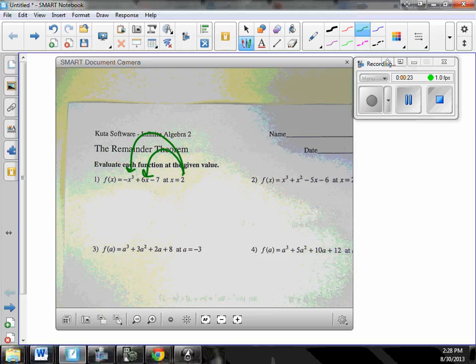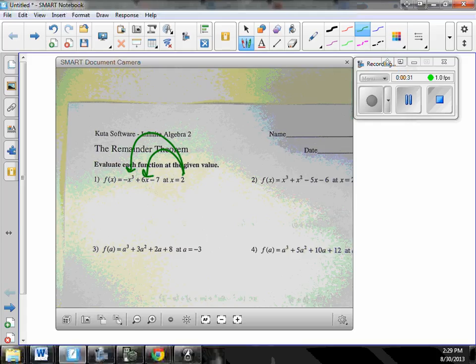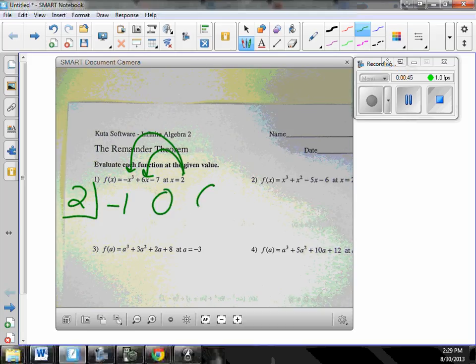There's a little bit of a trick here, though. Do you see anything wrong with this polynomial, Anna? It's missing an x squared. Whenever it's missing a variable, you need to put a 0 placeholder in that spot. So 2 goes into the box, and my coefficients are 1, -1, 0, 6, and -7.